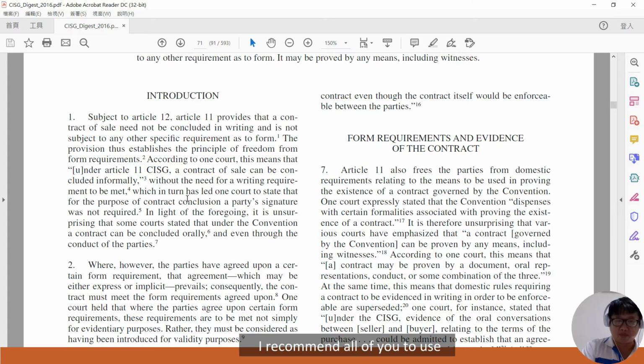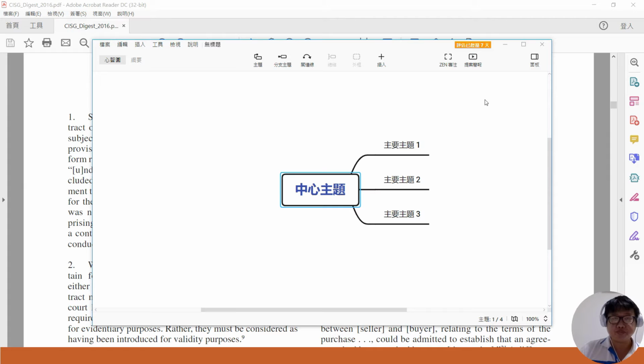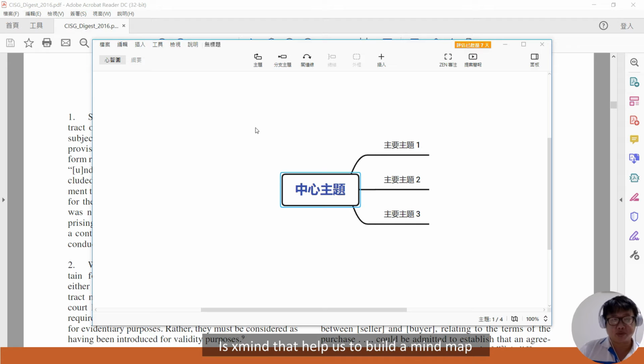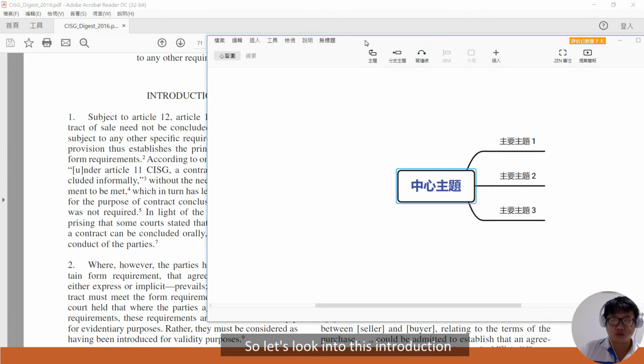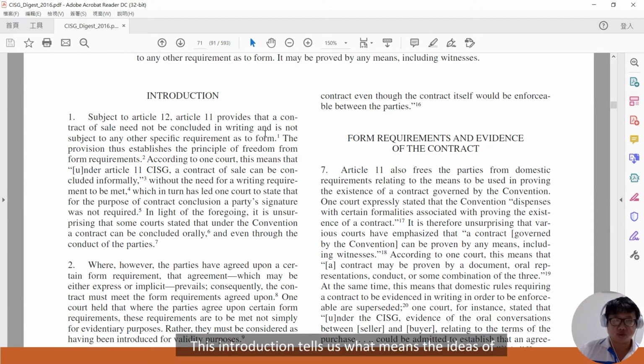So I recommend all of you to use this software, XMind, that helps us to build a mind map, which is very helpful to me. So let's look into this introduction. This introduction tells us what the ideas of the freedom from form requirement are. Firstly, we just read sentence by sentence.